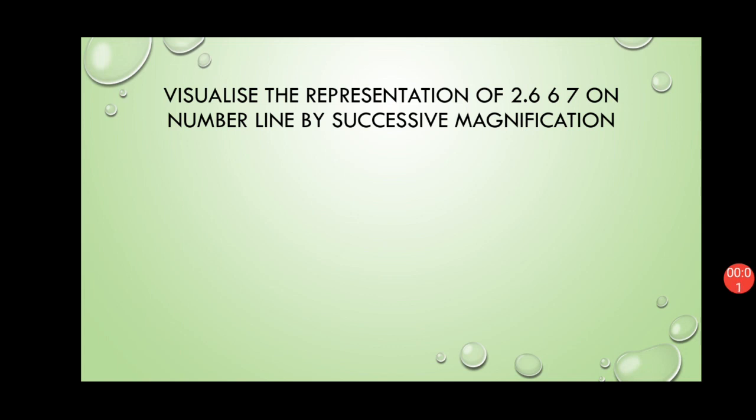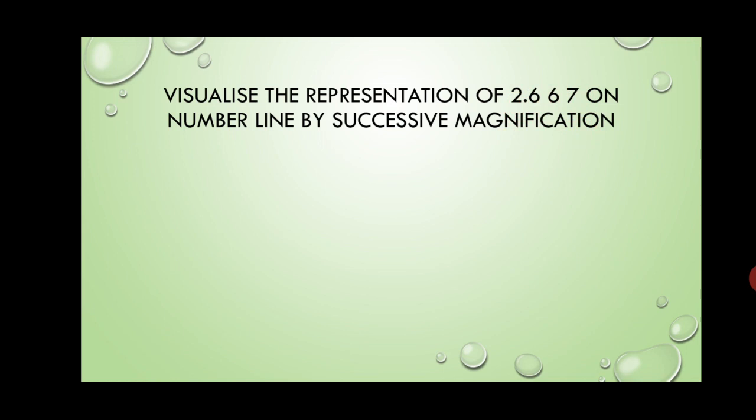Now look into this question. Visualize the representation of 2.667 on number line by successive magnification. Do you know the meaning of successive magnification? Successive means continuous. Magnification means enlarging or zooming the number line. The given number is 2.667. How are we going to represent this on the number line?